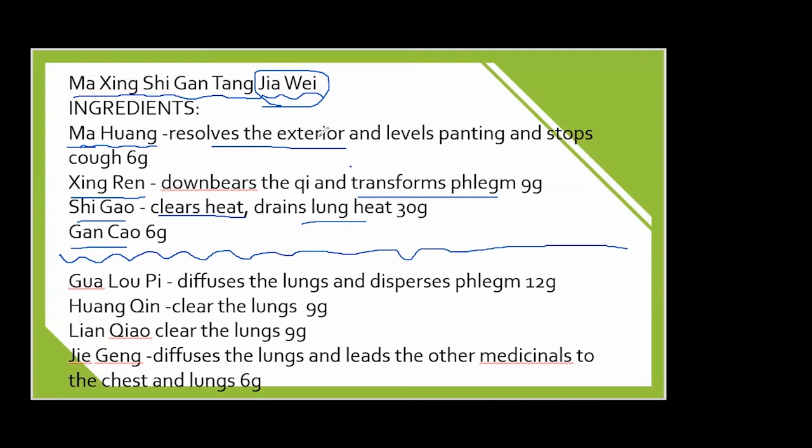It is in the CTCM list. Ma Huang Tang and Ma Xing Shi Gan Tang are both in the CTCM list of formulas. So you still can check the CTCM website. They list the herbs there and list the formulas there. Then we modify from there, that means jia wei.